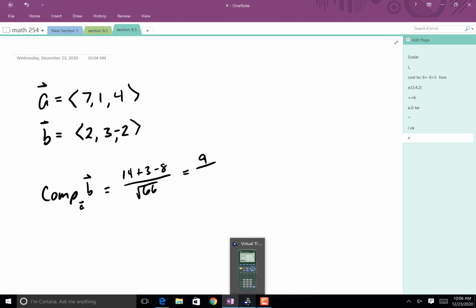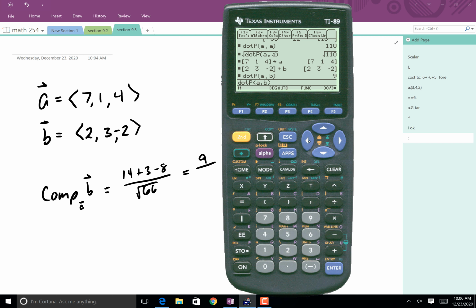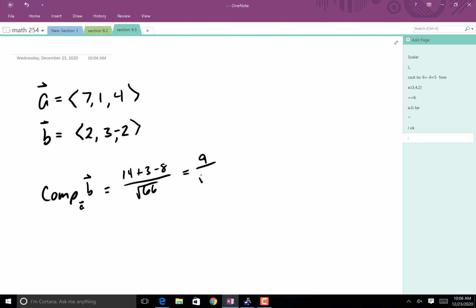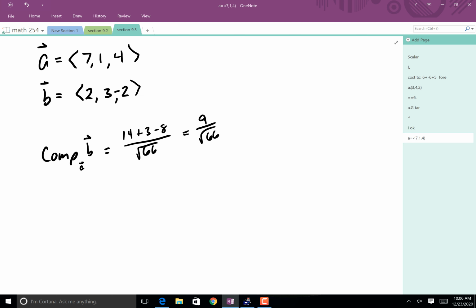And then you could also do A dot A to find the magnitude of A. It should be 66. Let's see if that's true. Hey, look at that! I can do math. So the square root of 66 is just the magnitude. Remember, 66 would be the square of the magnitude.